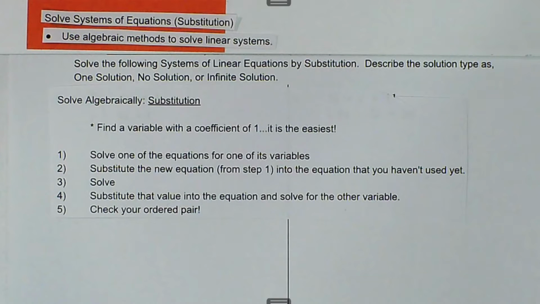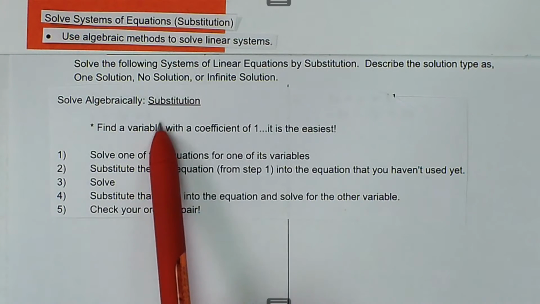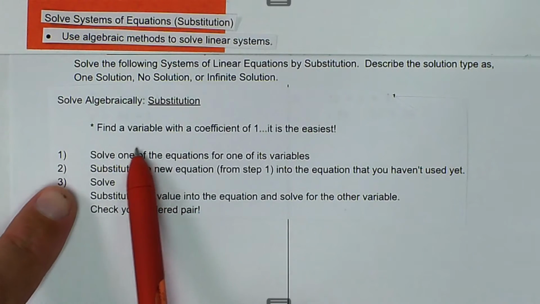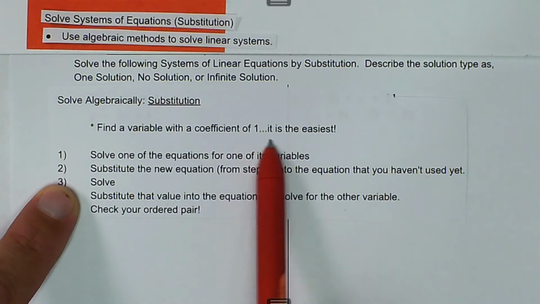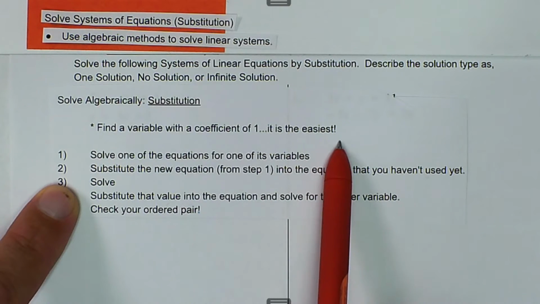We want to solve systems of equations using substitution, and this is going to be an algebraic method to solve a linear system. So to solve algebraically, we want to use substitution and find a variable with a coefficient of 1. That is the easiest way to solve.